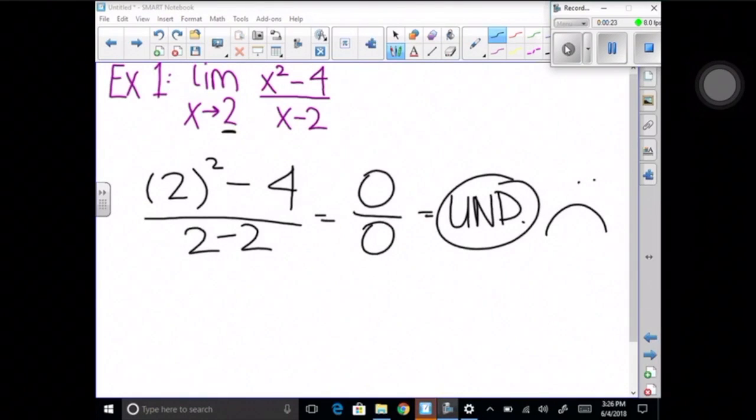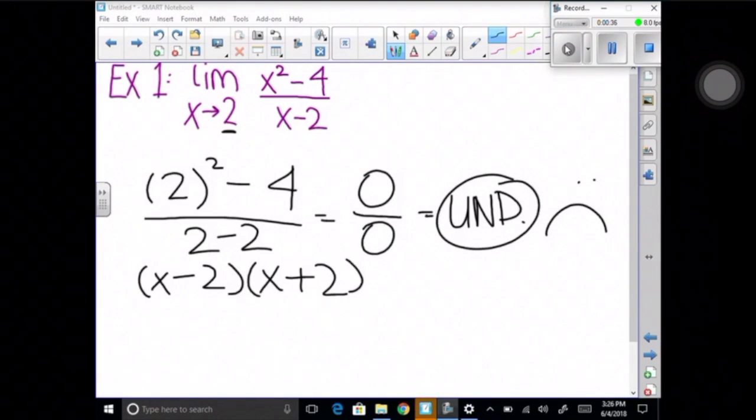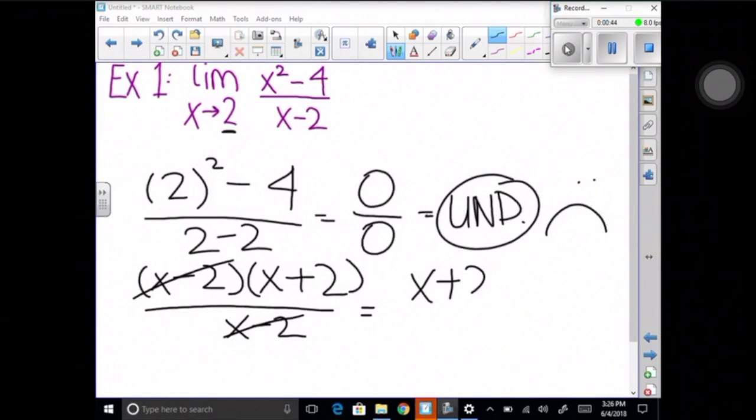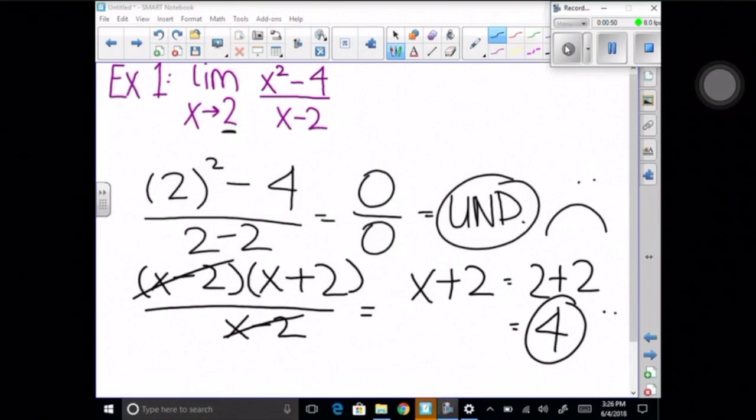So you're going to have to do some algebra and factor the top and the bottom, but in this case, you only have to factor the top. So it goes x minus 2, x plus 2, over x minus 2, and then the x minus 2 cancel out. That leaves you with x plus 2. Plug in the a, which equals 4. It works.